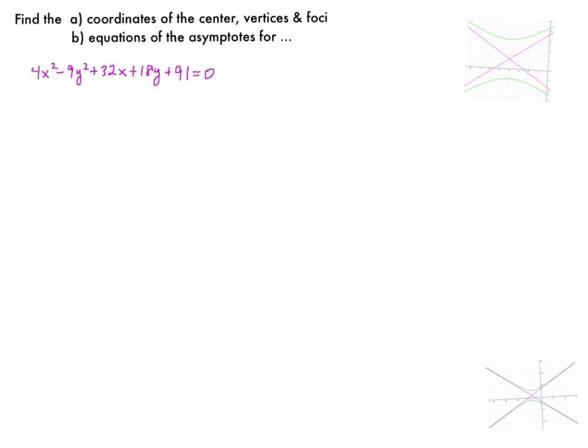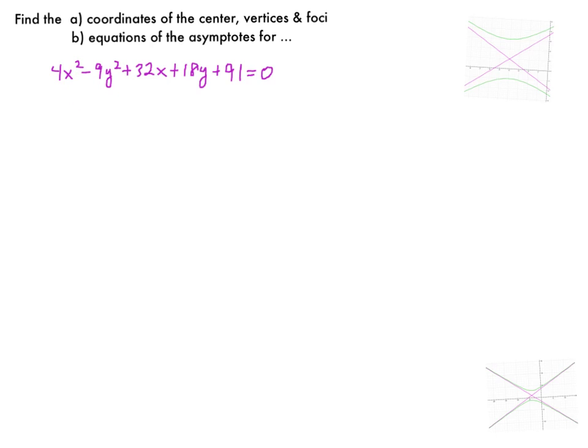Let's look at this hyperbola. We're going to find the coordinates of the center, the vertices, and the foci, and we also need the equations of the asymptotes. Don't forget with the vertices, there are only two vertices, not four like in an ellipse. Right here we have two squared terms, and it's the difference. The difference of two squared terms tells us we have a hyperbola.